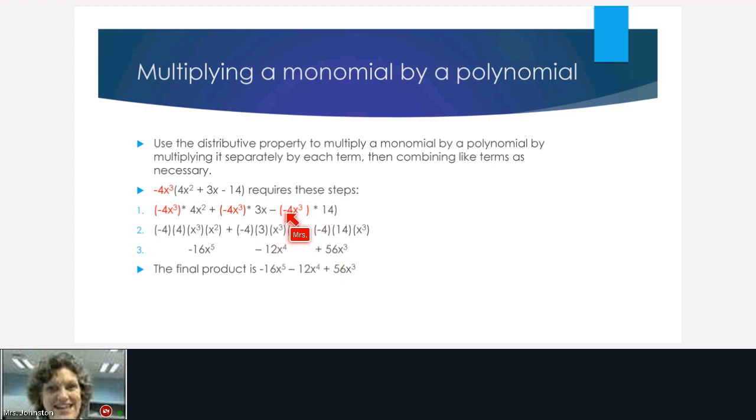Here we come up with a minus minus again, and as we talked about before, that makes a plus, so there's my plus sign. Then I have a positive 4 times positive 14 for positive 56, and x cubed has nothing to multiply by, so it comes down as is. The completed product then is negative 16x to the fifth minus 12x to the fourth plus 56x cubed.